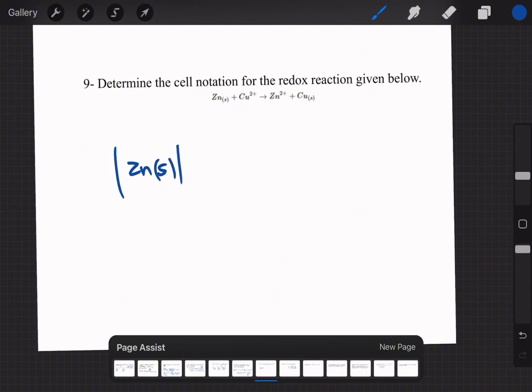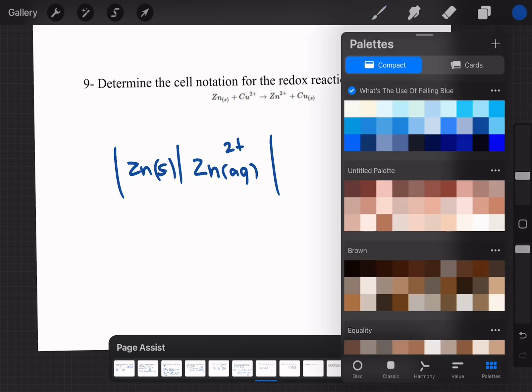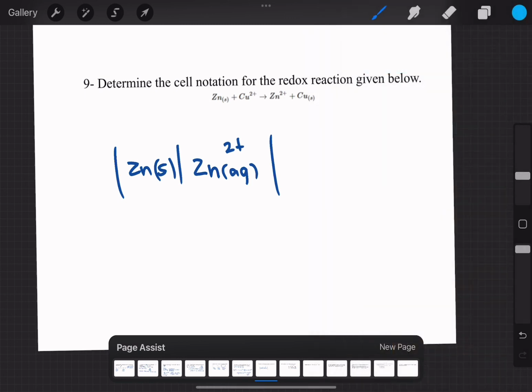Once again, it's one of our easier questions. We go from zinc solid to zinc plus 2 electrons aqueous, and then we go from copper plus 2 electrons to copper solid. So as we can tell, copper is getting smaller while zinc is becoming larger. So zinc is our oxidizing agent, and copper is our reducing agent.